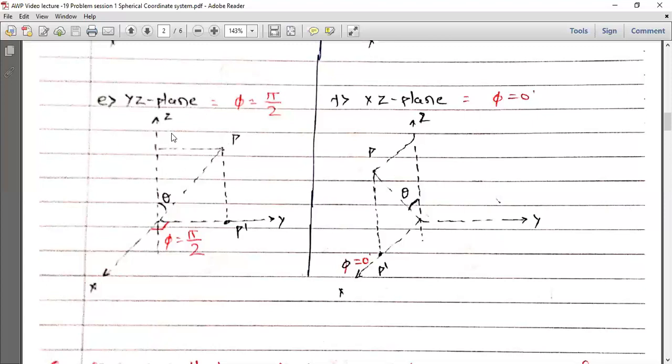I prepared this question by myself, so I forgot to write these particulars. That's why I'm explaining here that for the YZ plane, phi equals pi by 2 only if the point P lies on the right half of the YZ plane. If the point P lies on the left half of the YZ plane, in that case phi will be equal to 3 pi by 2. You can very well verify that. If you draw the figure yourself, you will find that the same thing is correct.